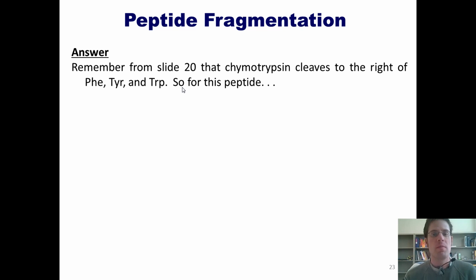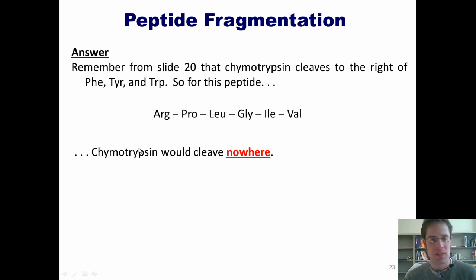Alright, we should remember once again from our previous slide that chymotrypsin cleaves peptides to the right of phenylalanine, tyrosine, and tryptophan. So for our peptide in question, we scan down here and try to find phenylalanine, tyrosine, or tryptophan. We scan and scan, and you can see that none of these amino acids are found in this peptide. Hence, chymotrypsin is not going to cleave this thing anywhere. So the final fragment that we'd get is actually the exact same peptide that we started with. I hope that makes sense.